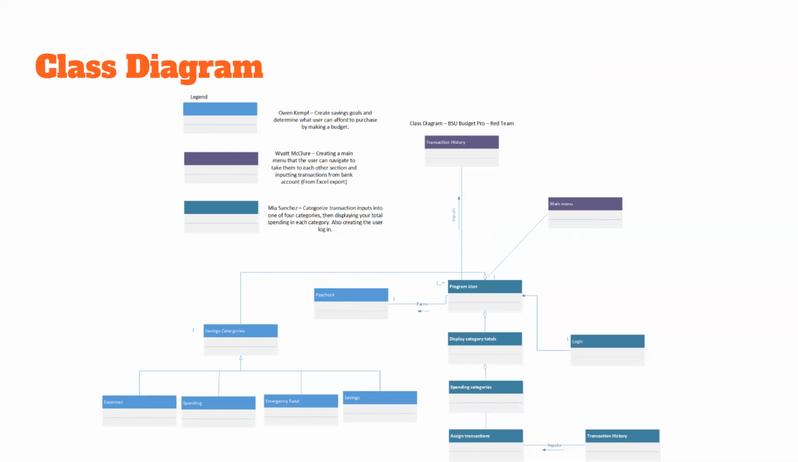And then as far as categorizing the transactions and then logging in, we've just got logging in as one option, and then we are inheriting the transaction history from the initial transaction inputs when you first get into the application. And then we've got assigning transactions, spending categories, and then we move into display category totals, all from the user.